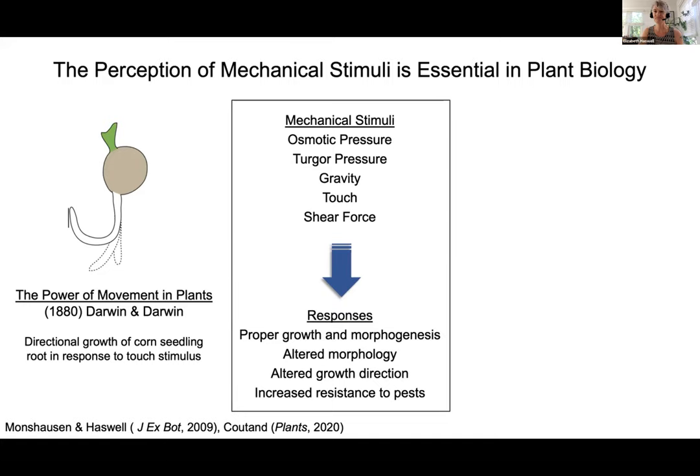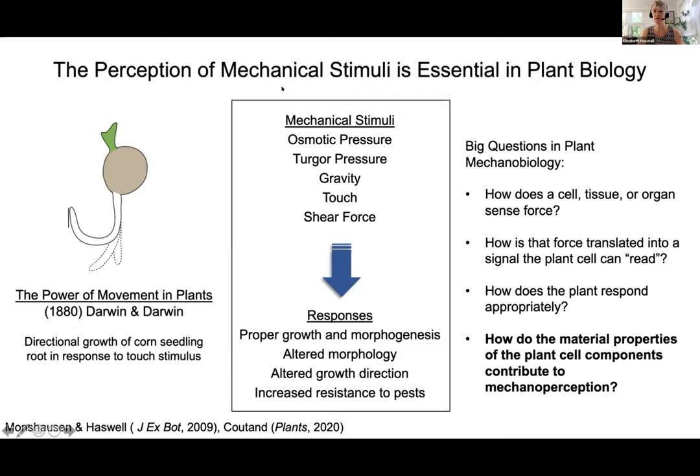What we don't know very much about is how this all happens more at the molecular and physical level. So some of the big questions in my field are, how does a cell, a tissue, or an organ sense force? How is that force then translated into a signal the plant cell can read? And how does the plant then respond appropriately to the combination of all the signals that are coming in? And how does it integrate that with other stimuli that it's getting, such as light and water and so on?